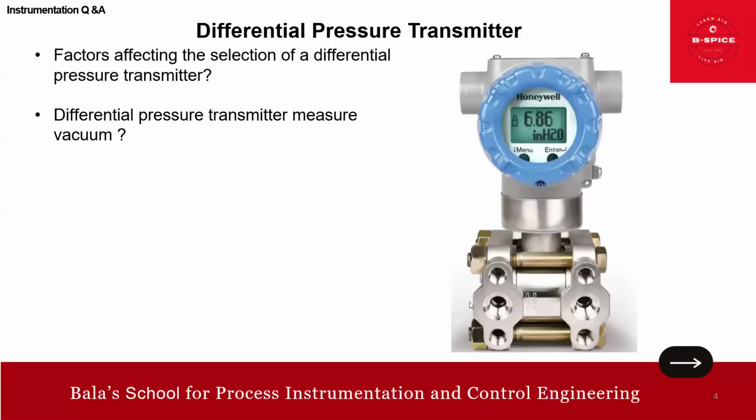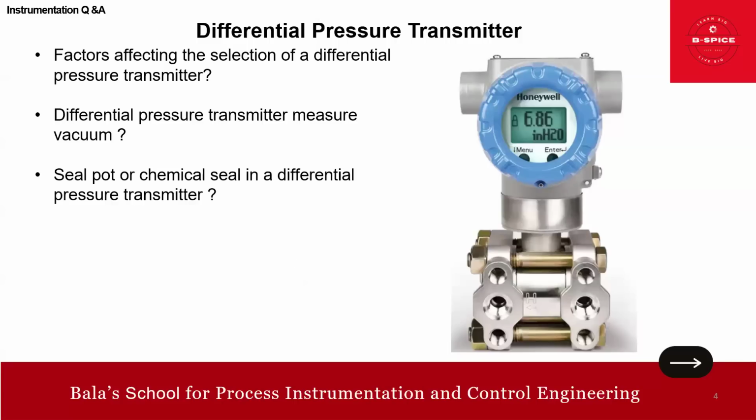Okay, friends? For example, you can consider here, see this one, low pressure port here, right? This will be open to atmosphere and here the high side applies to the high pressure port. Okay, that's it. So then again, seal pot or chemical seal in a differential pressure transmitter.